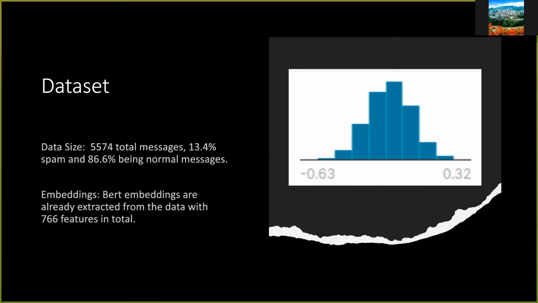The dataset used in our project is the spam classification dataset from Kaggle. This data has 5,574 total messages, with 13.4% being spam and the rest being normal cases. The data already contains the BERT embeddings extracted by the publisher. The BERT embeddings have a total of 766 features, and the values are between minus 0.63 and 0.32, as shown in the image.